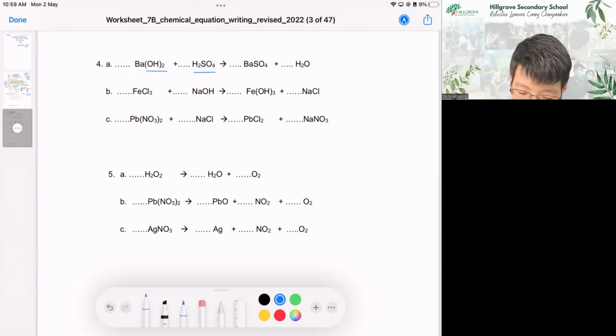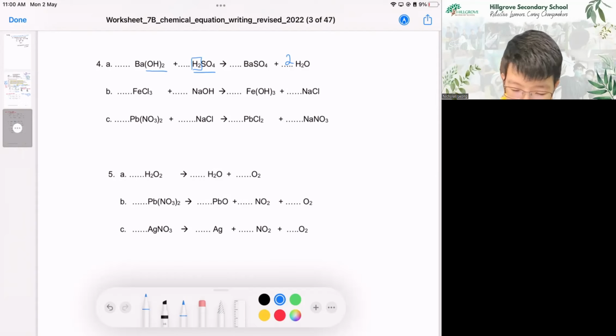And I have two hydrogen in sulfuric acid as well. So in total, there are 4 hydrogens plus 2 oxygen. So in this case, how do I balance it out? I'll need to have 2 sets of water molecule. Why? Because water molecule contains H and O. So we need to times 2 to have 2 sets of water molecule to balance the equation.